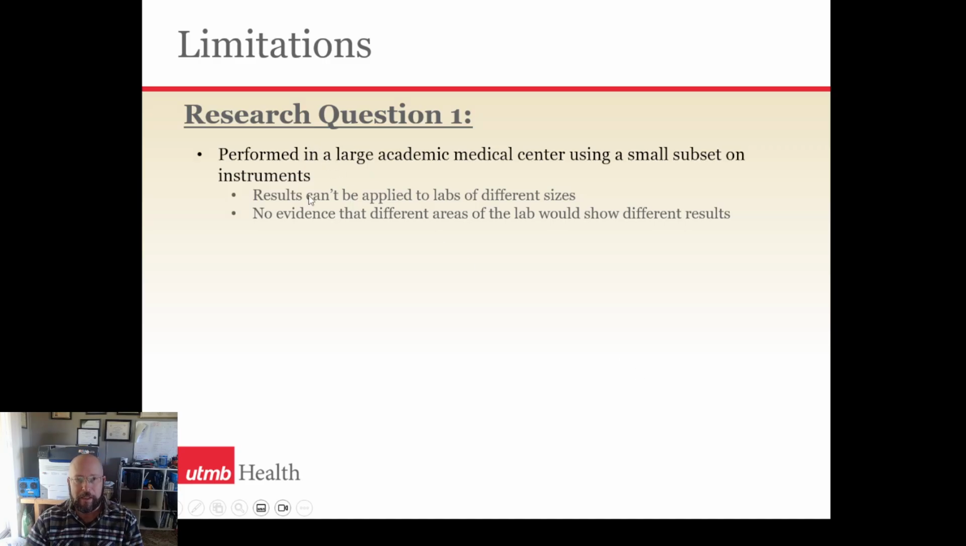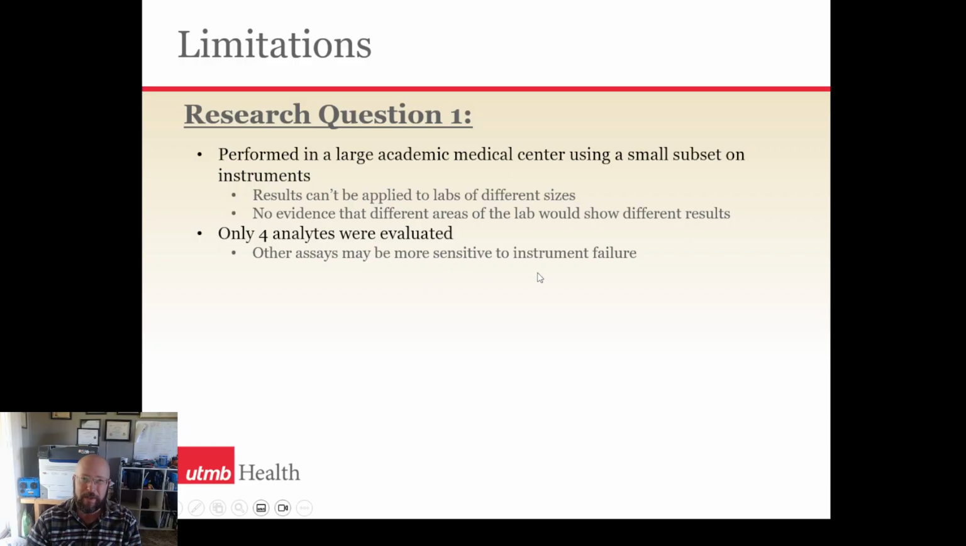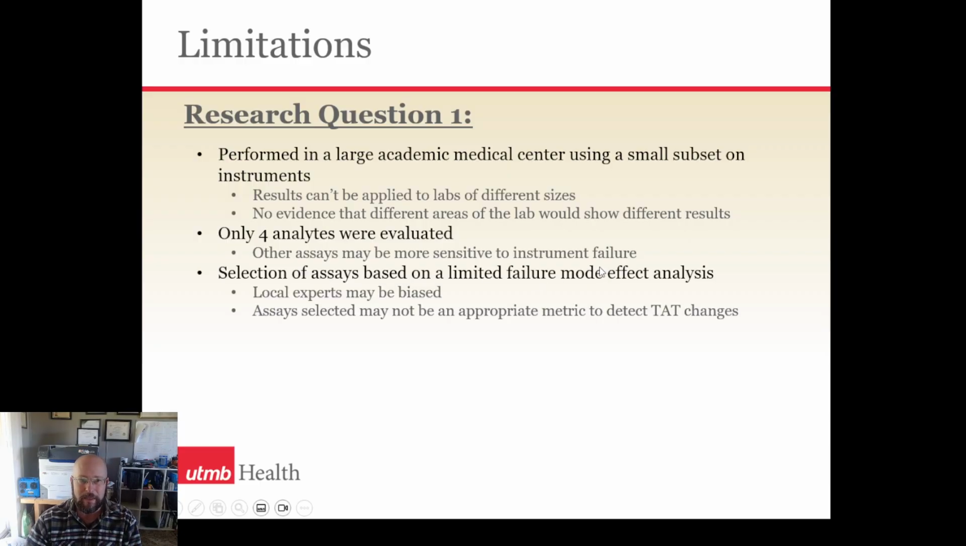So, research question 1, performed in a large academic medical center using a small subset, shows that results, you really can't, rather I should back up. These are the limitations of the study. Results can't be applied to laboratories of different size. And there's really no evidence that different areas of the lab would show different results. We really have to look at, say, hematology, chemistry, micro, those laboratories to see if we've got different results. We only looked at 4 analytes. So maybe other assays would be more sensitive to mechanical failure than the ones we looked at.